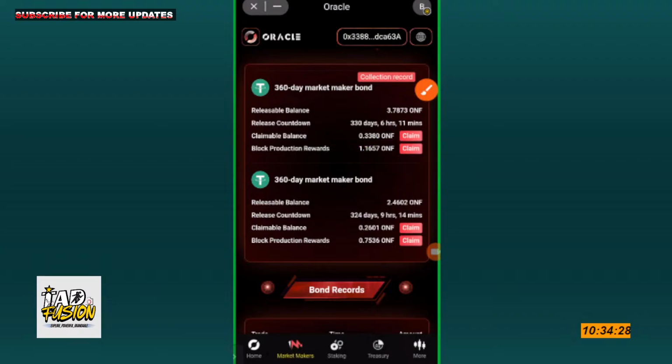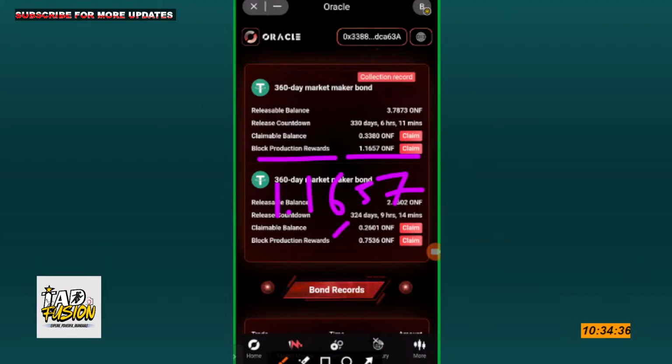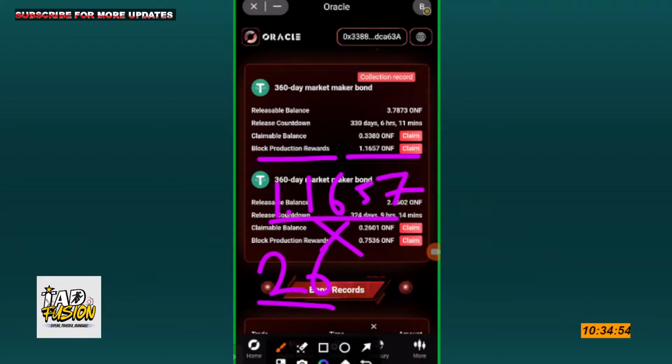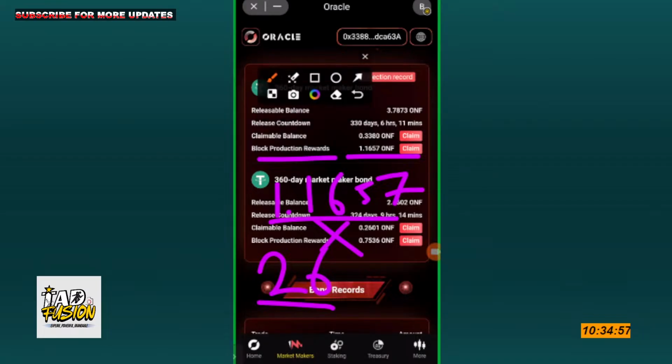If I have made 1.1657 tokens as my profit, I will multiply this times the current price, because if I want to sell this token right now, I am selling it at $26. So 1.1657 times 26 gives me $30 as profit.